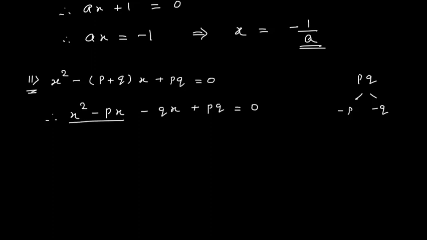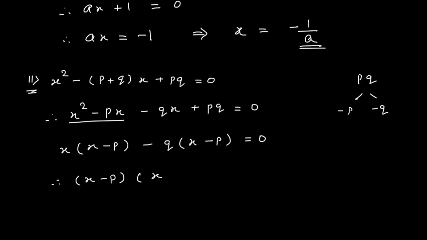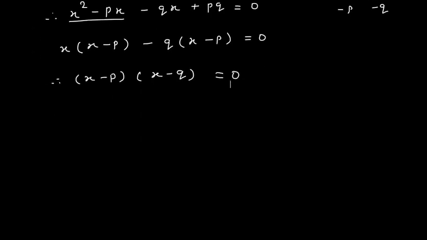Now from these two terms you can take x common. So take x common, so here you have x minus p. Here you take q common. So here again you have x minus p common. This is equal to 0. So therefore in one bracket you have x minus p and in the next bracket you have x minus q, equal to 0. So from this what do you get?